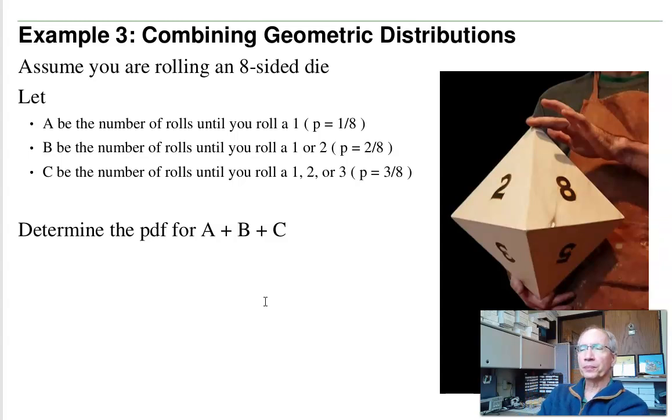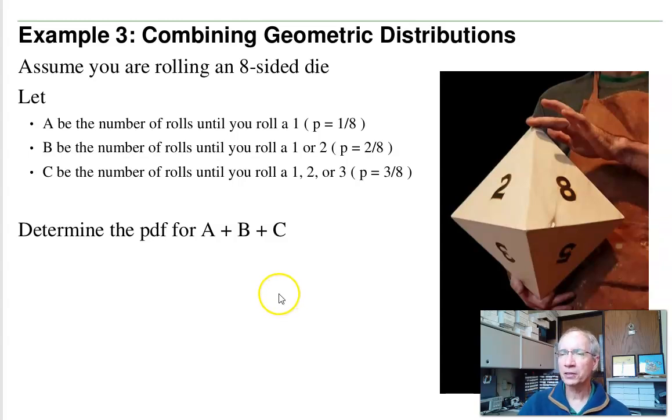Here's another problem. Instead of doing the same die over and over again, suppose the odds change. So this could happen due to learning. Every time I run an experiment, I get better at it. Or I change the conditions, such as A is I'm going to roll an 8-sided die until I get a 1. B is roll an 8-sided die until I get a 1 or a 2. C is roll an 8-sided die until I get a 1, 2, or 3. What's the total number of die rolls?